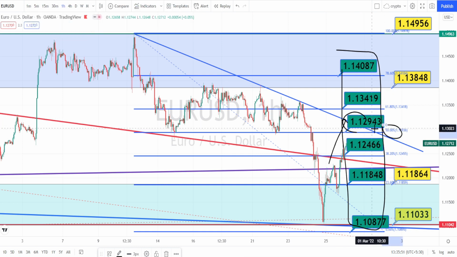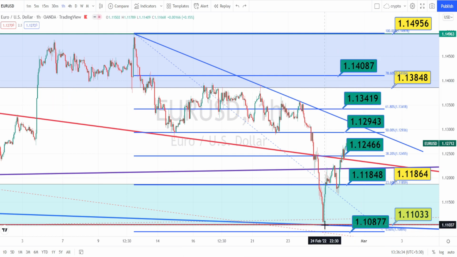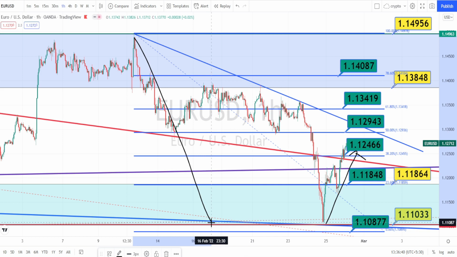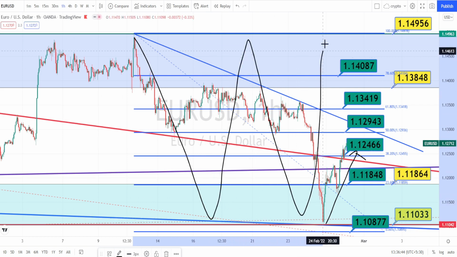Only if the price action breaks this resistance line, we can expect a further continuation of the bullish trend, and the next level of resistance is going to be around 1.13. Currently the price action is in a bullish trend, but overall the price action in the hourly time frame is also a range bound market and it is moving sideways.